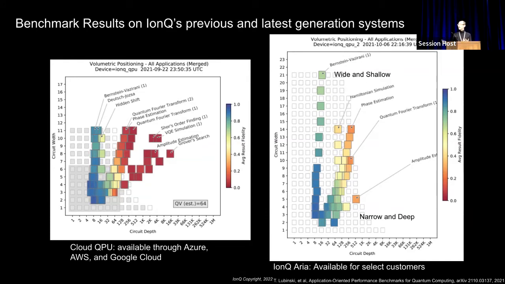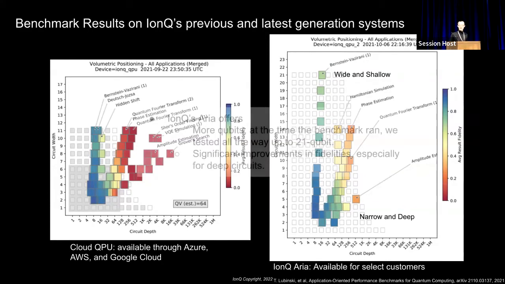And the improved fidelity really gives us improvements for these narrow and deep circuits. Like for amplitude estimation, this one we run up to 500 CNOT two-qubit gates, and the fidelity is about 40%. On the previous generation of system, you basically got zero fidelity. And we also see improvement for circuits like QFT or phase estimation that are in the middle.